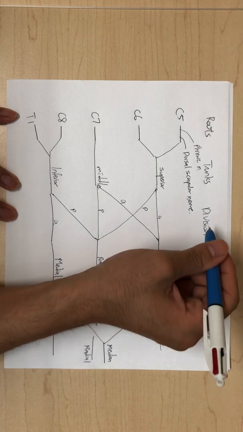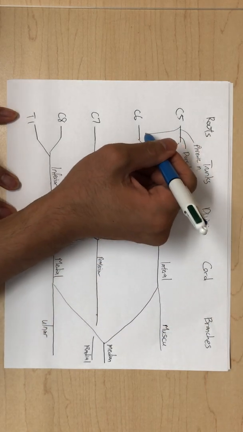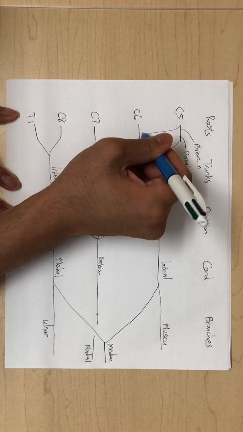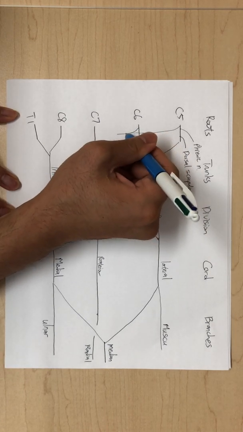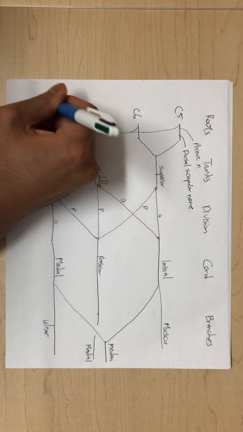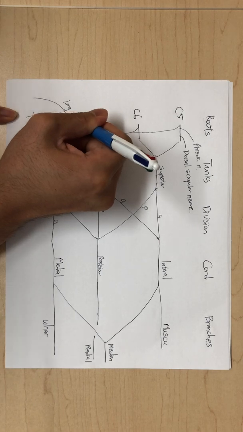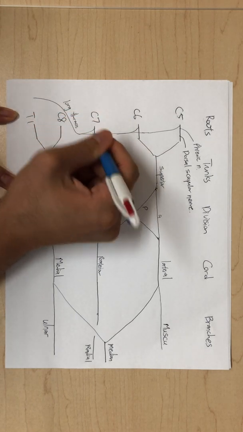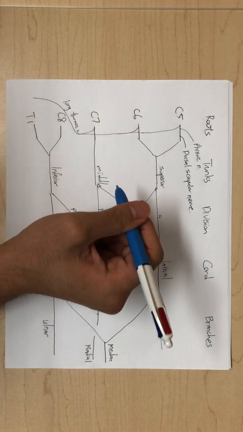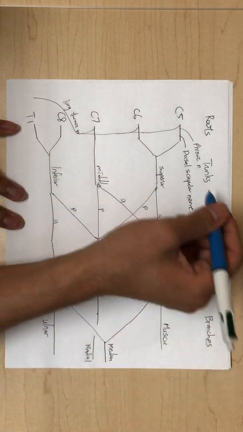C5, 6, 7 also join together, and they form the long thoracic nerve, which goes to your serratus anterior, okay, which prevents winging of the scapula. It pulls your scapula forward.